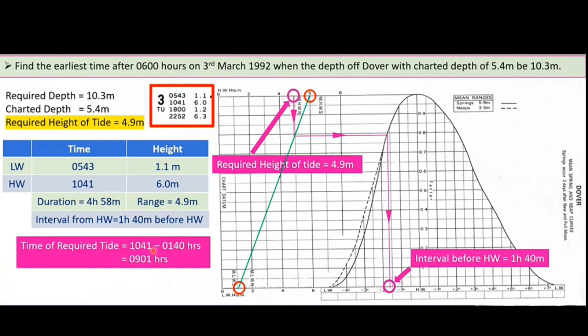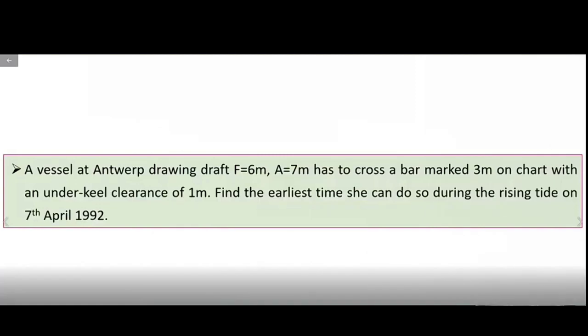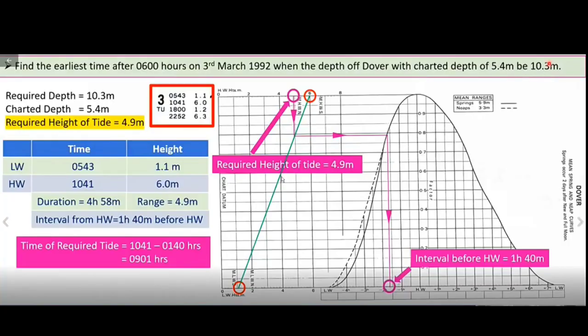So at 0901 hours, you can expect that height of tide at Dover, where the charted depth is 5.4 meters, would be 4.9 meters, making the depth of water 10.3 meters. Okay, so at 0901 hours you will have the height of tide.